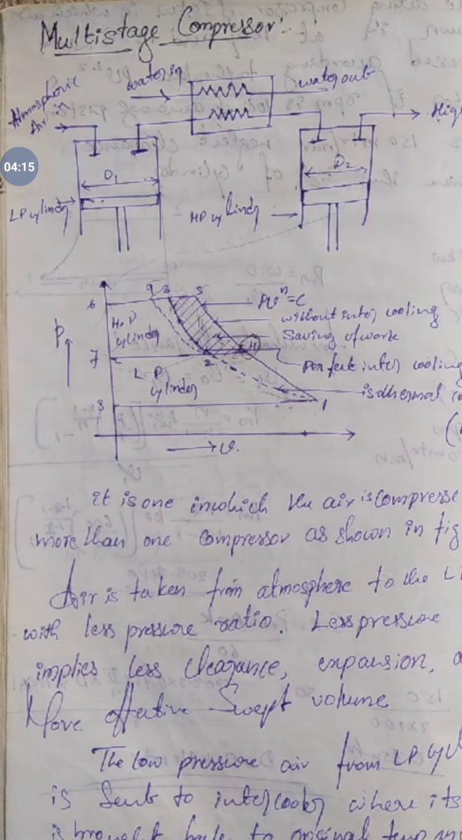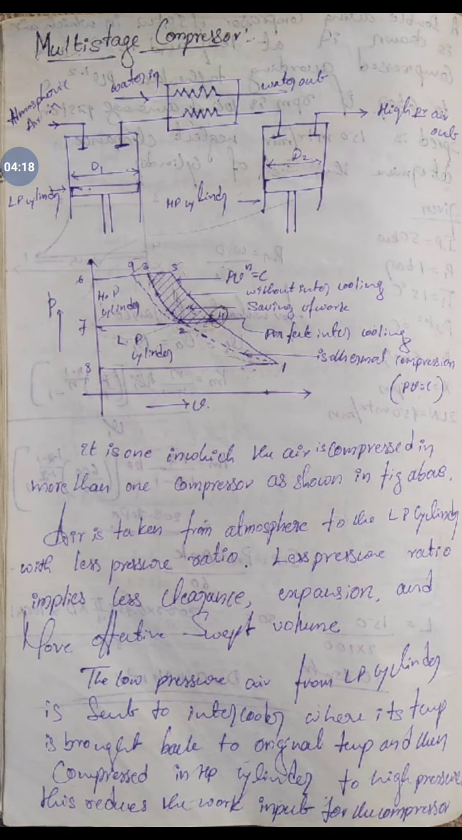That is why we go for the multi-stage air compressor. We generally go for it in order to reduce the amount of work required to compress the air when going for higher pressure ratios. At that time we compress the air in two stages by providing an intercooler between the two stages, so that the work required to compress the air can be reduced. So now we will go for the analysis of the multi-stage air compressor.